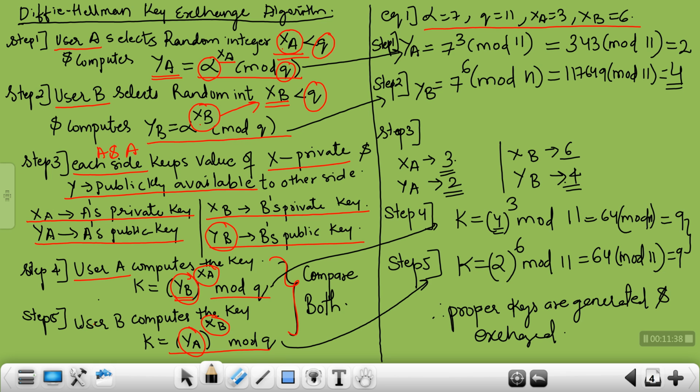In the next session we are going to learn the Hellman public key crypto system, one more algorithm used in crypto systems. Thank you. That's all.